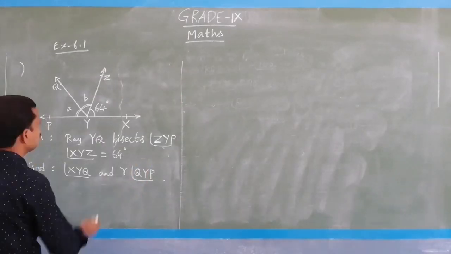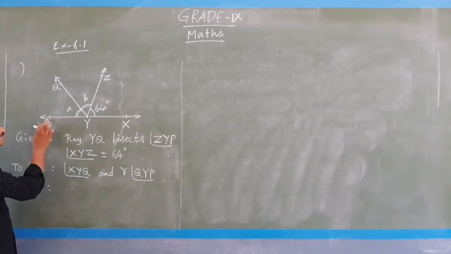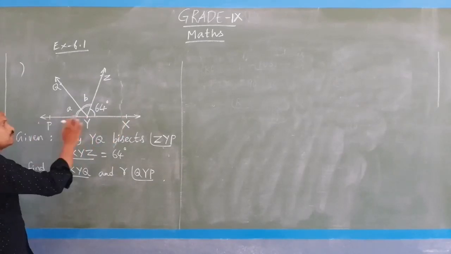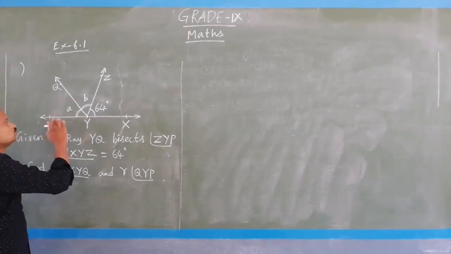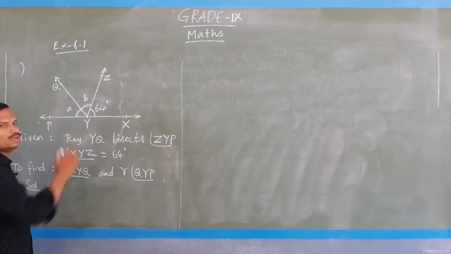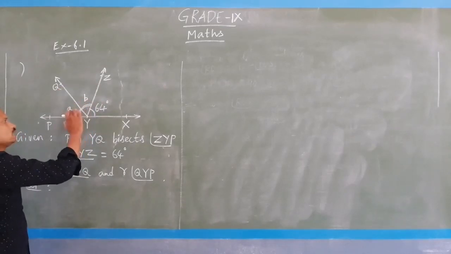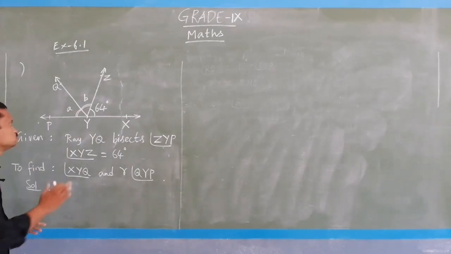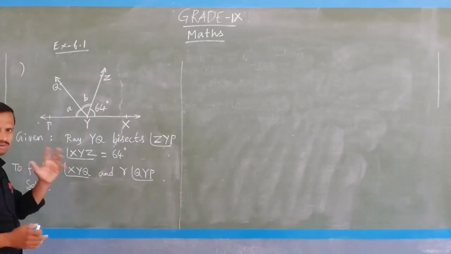So XYZ is 64 degree. After that, you have to produce XY up to the point P, and now this is a straight line. YQ is a ray that bisects this PYZ. Okay. Then if it bisects, these two angles are equal, because bisect means what? Making two equal halves. So angle A and angle B will be equal. So these are the information we get from the diagram.